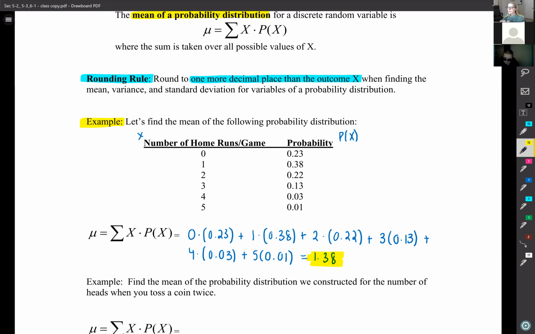If you remember, I want to say this was probably week 1, maybe week 2, when we talked about means, we talked about a weighted mean or a weighted average. This is similar to that. The concept of giving things more weight in the mean than others. So you can see the values of x that have a higher probability contribute more to the mean than others do. That's just me connecting concepts.